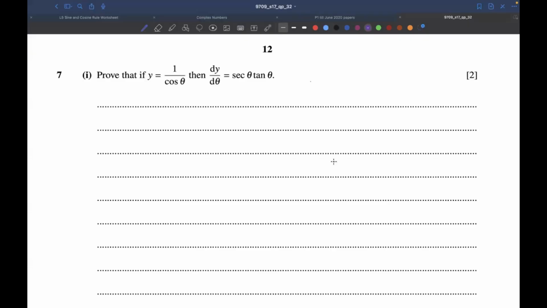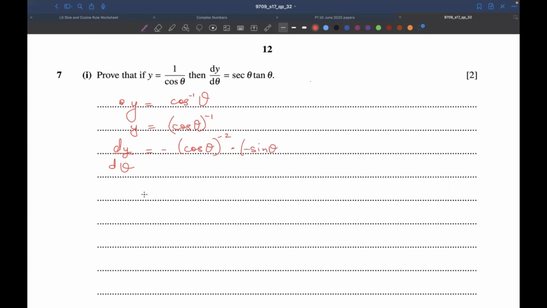In question 7, it says prove that if y is equal to 1 upon cos theta, then dy by d theta is equal to sec theta tan theta. Now, if y is 1 upon cos theta, we can write it as y is equal to cos theta to the power of minus 1. When we find dy by d theta, we multiply by minus 1 over here, and then we write cos theta as it is. We decrease the power by 1 and also write the derivative of cos theta, which is minus sine theta.